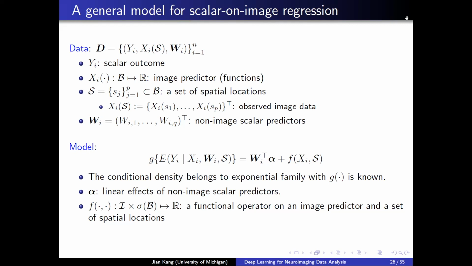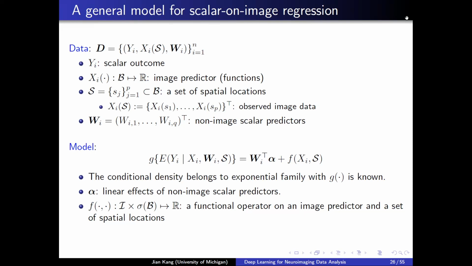You can have a different resolution for different images, but in this framework, we just assume all of them are observed at the same resolution. But this framework can potentially be relaxed, because we have such datasets where you may have a different resolution from different subjects, and you can also make these locations subject specific. Here, as the very first model, we just assume they're the same at the current point.